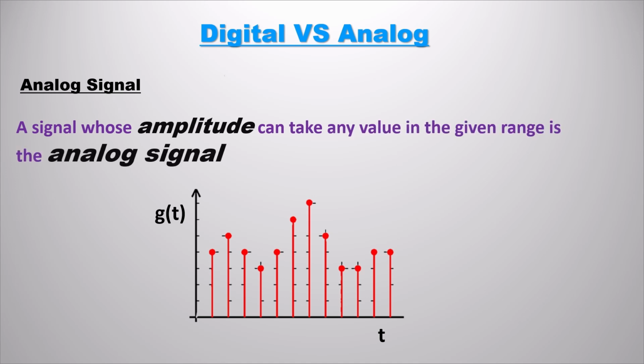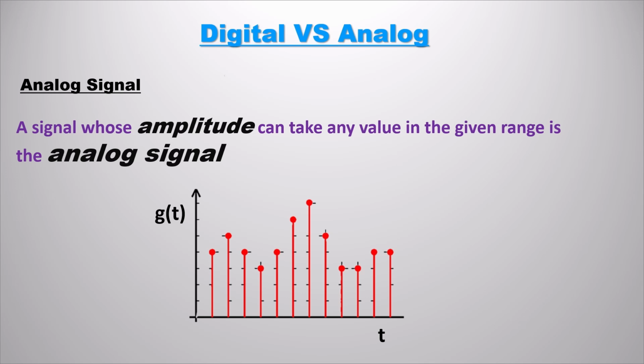So let's start a simple comparison between digital versus analog. Let's start with analog. Let's understand what is meant by an analog signal. A signal whose amplitude can take any value in the given range is an analog signal. As you are seeing there, that is a sound signal. You can see that it takes many points. It is a wave.